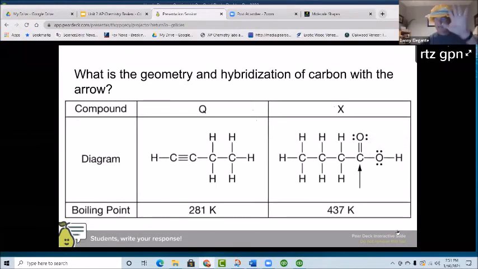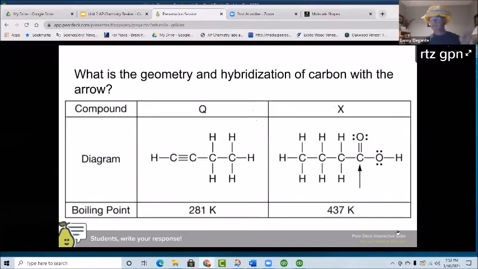You take your hand, you put away all your fingers. You ask yourself two questions. You ask yourself, self, go ahead. Self, good. How many things are stuck to the atom I'm talking about? So how many things are stuck to that carbon? 3. So far, so good.